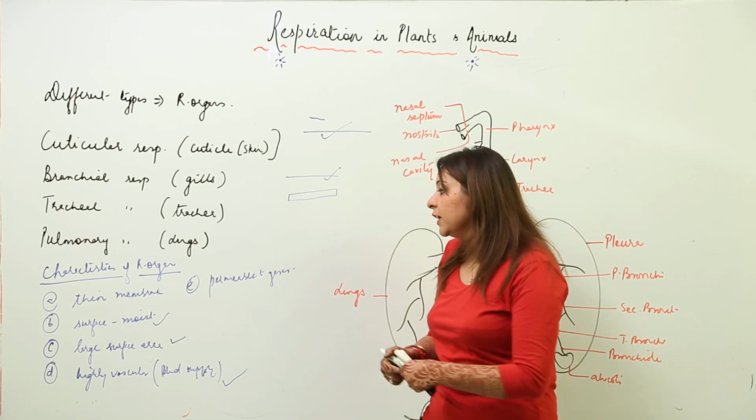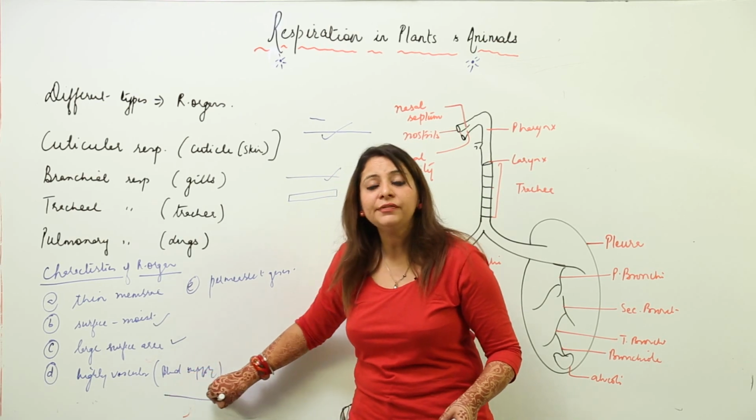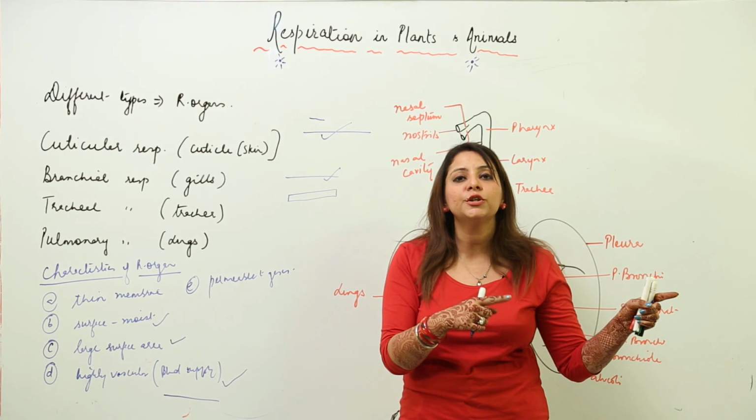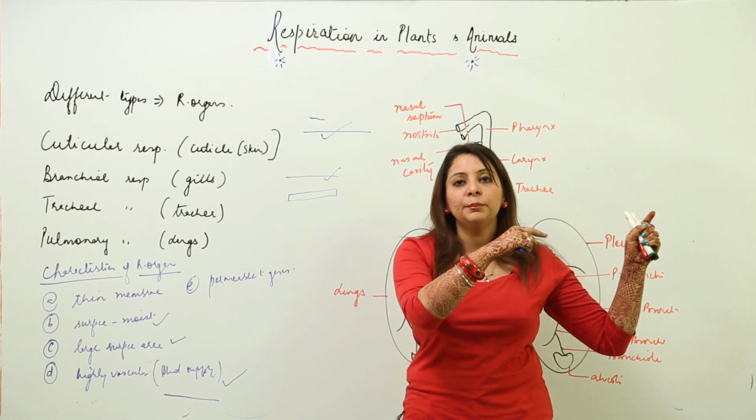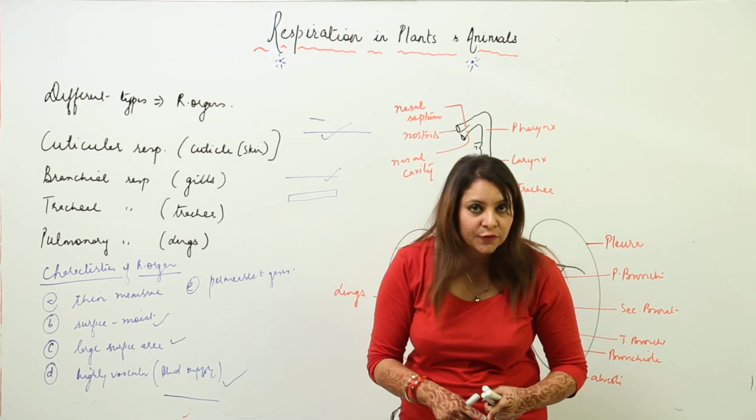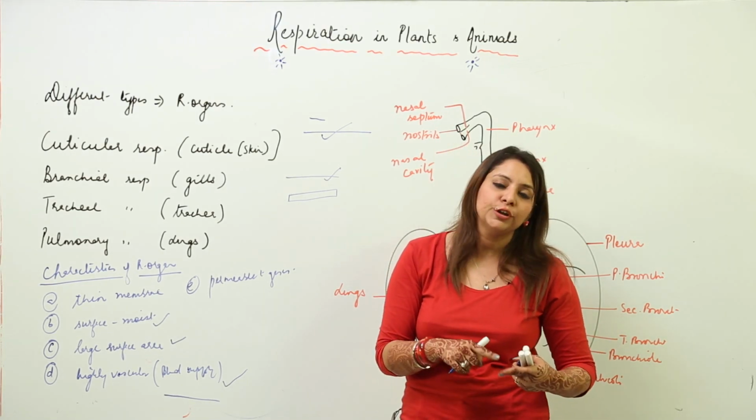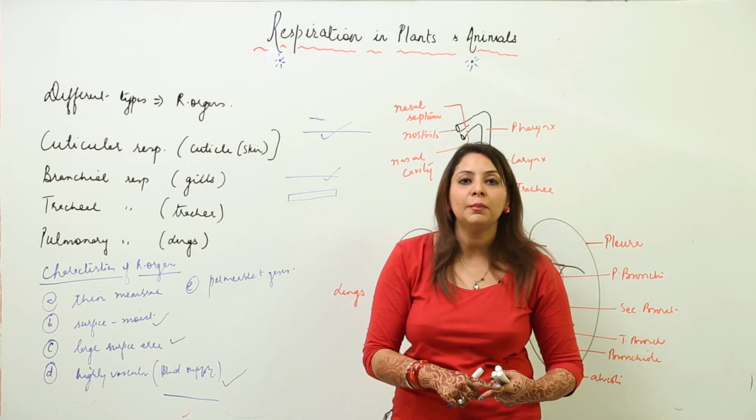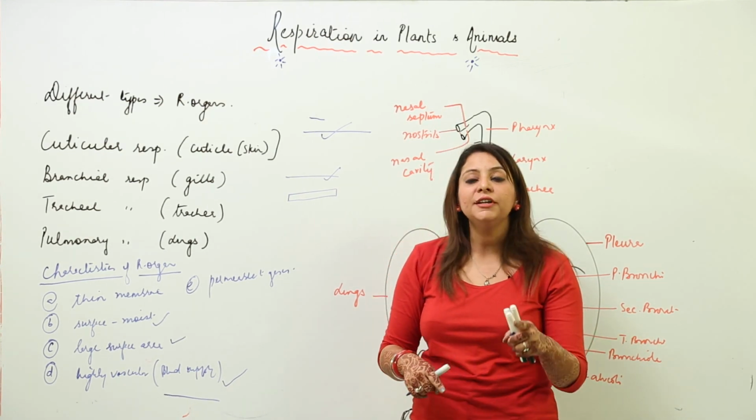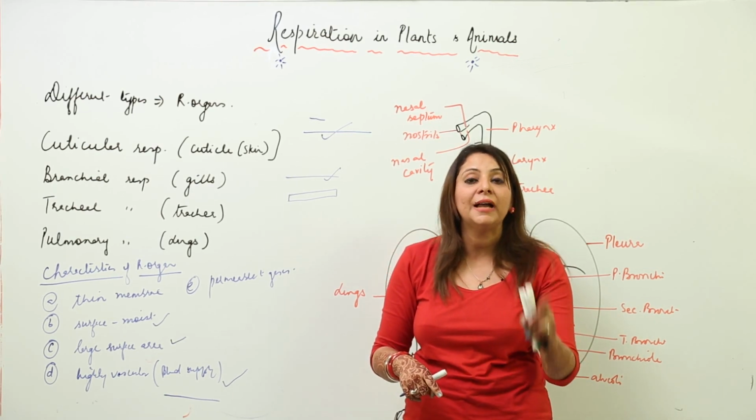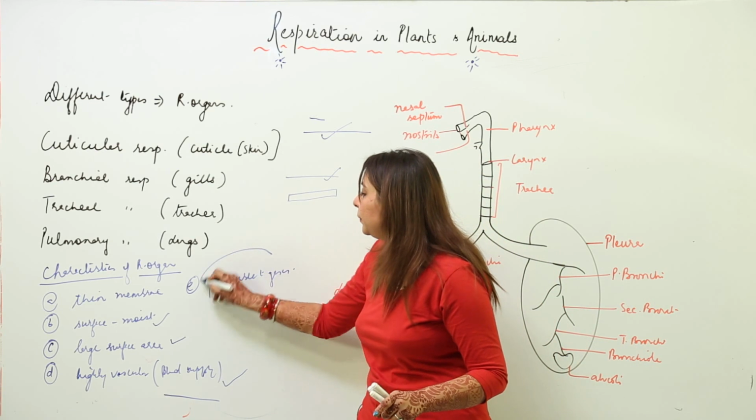So we need blood there, because blood contains hemoglobin, which is going to take up the oxygen, or bring the carbon dioxide here. So it should be highly vascular, because it is going to create a low concentration of oxygen inside the body, and a high concentration of carbon dioxide inside the body. That means a large number of blood capillaries with blood should be there, and it should be permeable.